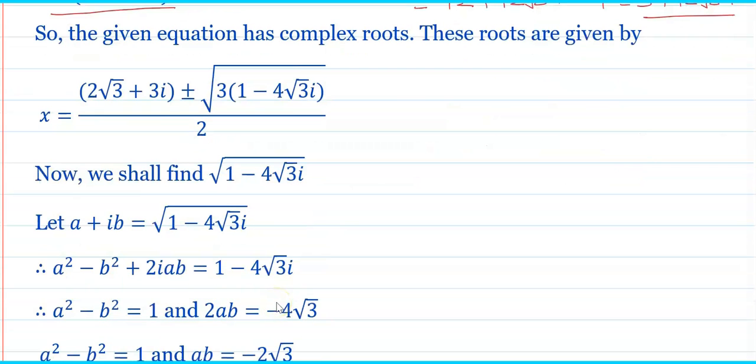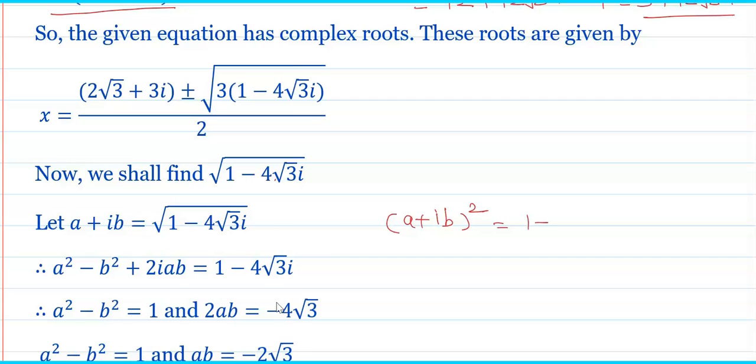Now next we will find out the square root of 3 into in bracket 1 minus 4 root 3i. The square root of 3 we will get, that is root 3. Now we will find out the root of 1 minus 4 root 3i, and that is equals to a plus ib. Squaring on both sides. A plus ib, how much will we get? A plus ib, it's a bracket square. And then the square of this, 1 minus 4 root 3i.